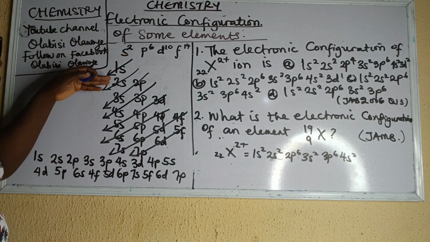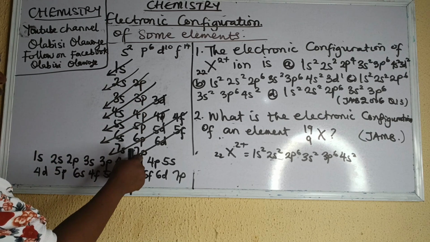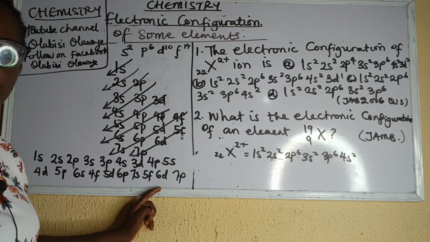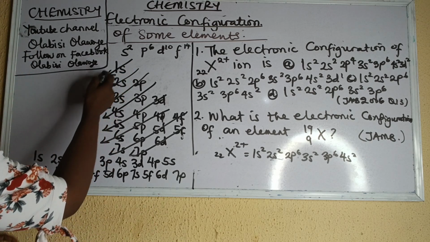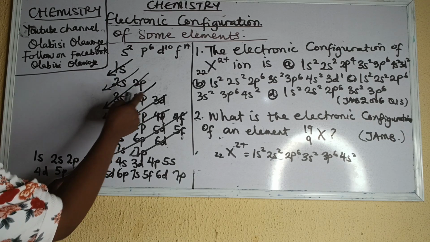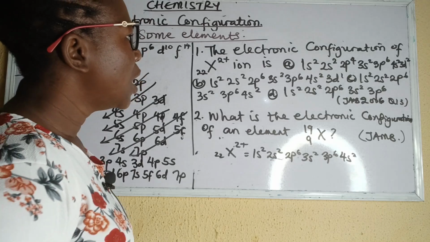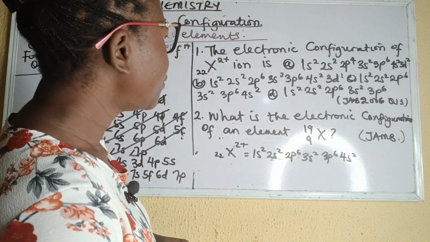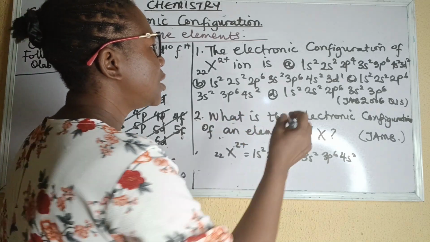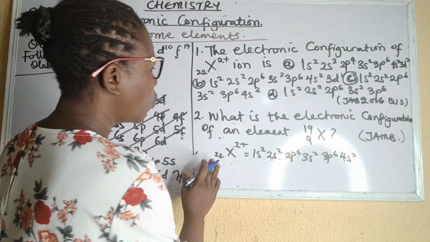Don't forget, I use this chart, 1s to 7s, 2p to 7p, 3d to 6d, and 4f to 5f, to arrange this according to their energy level. And then they are arranged diagonally. 1s, 2s, 2p, 3s, 3p, 4s, 3d, 4p, 5s, 4d, 5p, like that, until we got this. So the best answer here is what? The best answer is option C. So you have to choose your options carefully. Now, over to the next question.